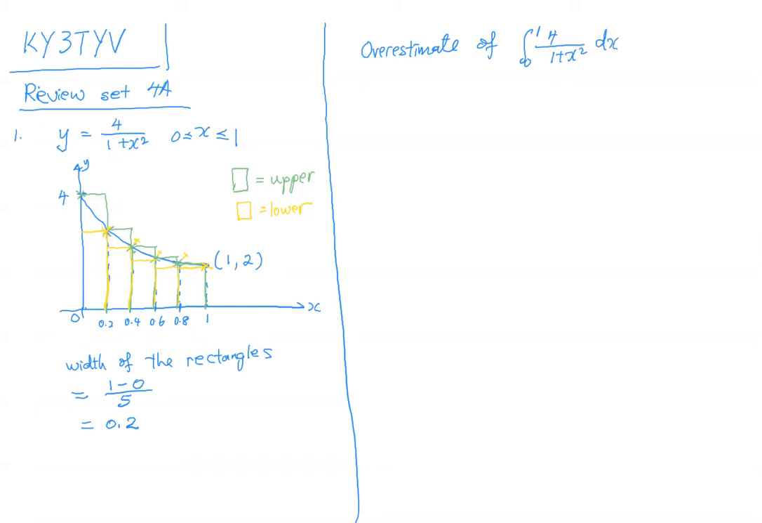So if I want to find the overestimate of this, what should I do? I have to sum the area of the 5 upper rectangles. Am I right? So do you know how to use your calculator to do that? Yes. Okay, please do so.